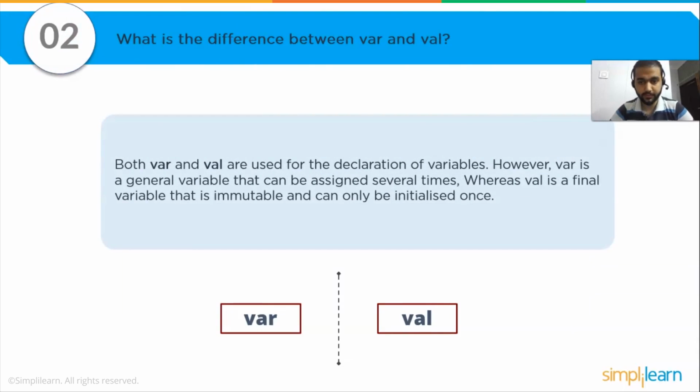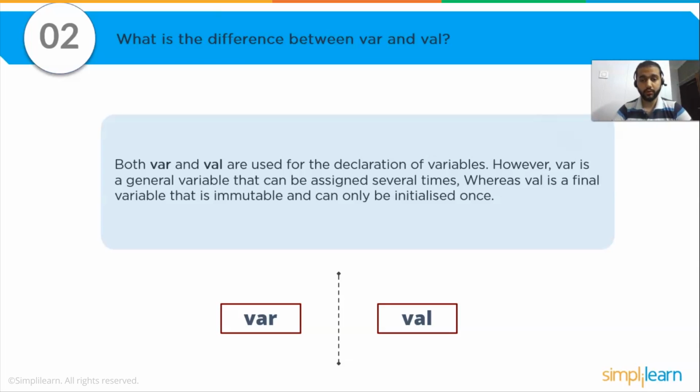Now coming to the second question, which is: what is the difference between var and val? Both var and val are used for declaration of variables. However, var is a general variable that can be assigned several times, whereas val is a final variable that is immutable and can only be initialized once.